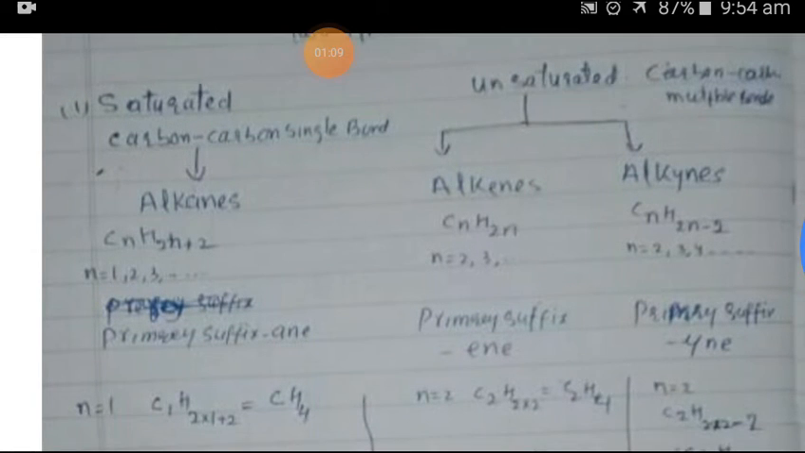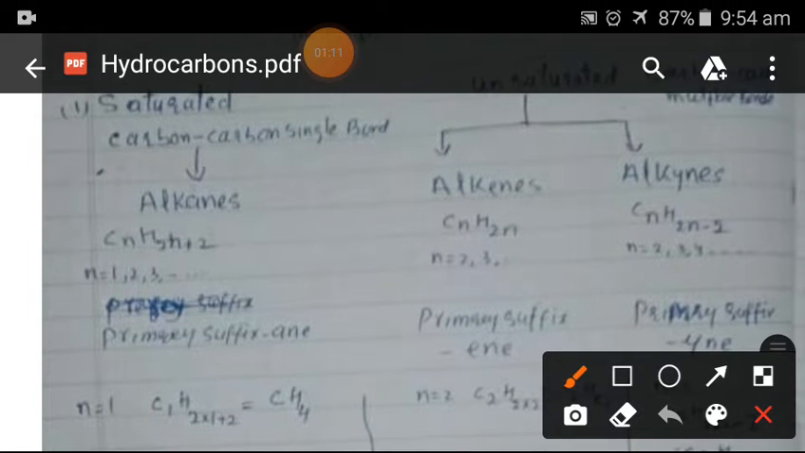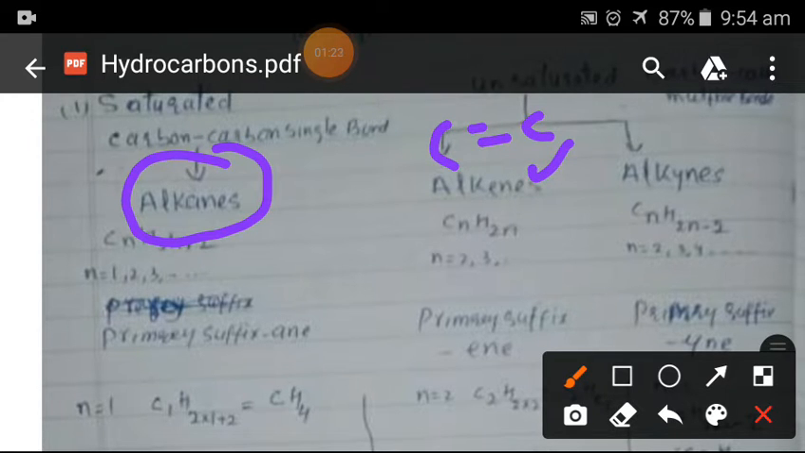Saturated hydrocarbons which contain carbon-carbon single bonds only are called alkanes. Unsaturated hydrocarbons which contain carbon-carbon double bonds are called alkenes, and unsaturated hydrocarbons which contain carbon-carbon triple bonds are called alkynes. Okay, clear?